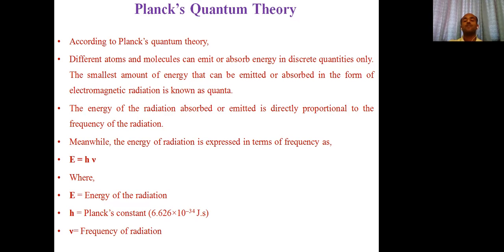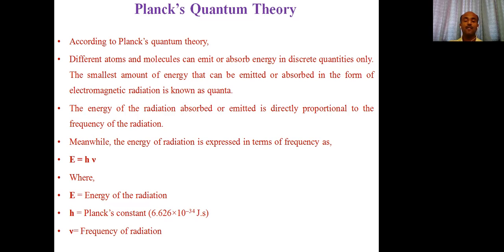Next is Planck's quantum theory, on which quantum mechanics is based. According to Planck's quantum theory, different atoms and molecules can emit or absorb energy in discrete quantities only. The smallest amount of energy that can be emitted or absorbed in the form of electromagnetic radiation is called a quantum. The energy of the radiation absorbed or emitted is directly proportional to the frequency of the radiation. Whether energy is absorbed or emitted, it is directly proportional to the value called frequency.